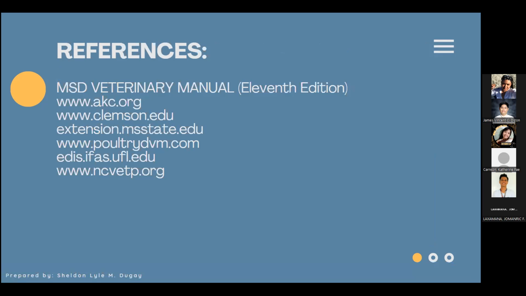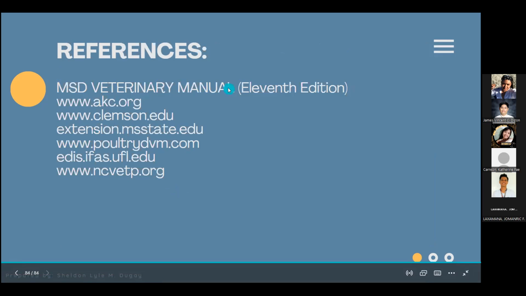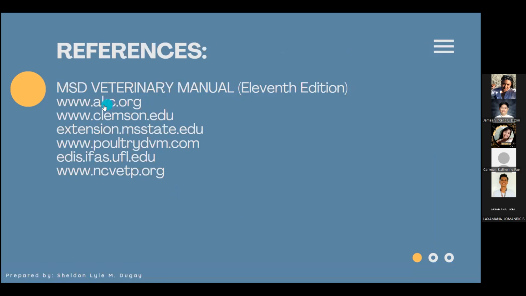And then, ayun, end na pala. So ito yung mga references ko, mostly yung MSD Veterinary Manual, 11th edition. Ito yung usually ginagamit natin sa VetMed. Tapos itong mga pictures lang yung pinagkuhanan ko. Yun, Doc.